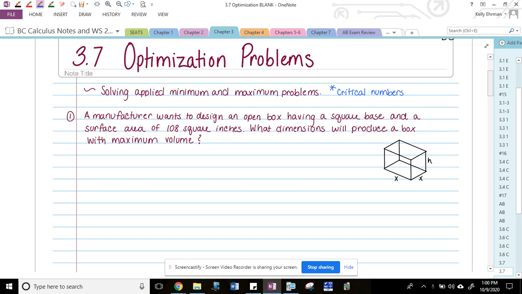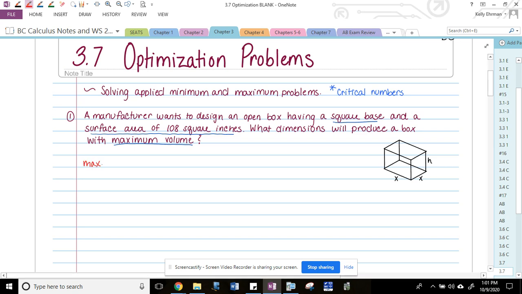Okay. First problem says a manufacturer wants to design an open box having a square base and a surface area of 108 square inches. What dimensions will produce a box with the maximum volume? So for all of these problems, you should have two equations that you can set up. One of the equations will have two unknowns, and the other one might have some unknowns, but we can isolate a variable. So I'm trying to maximize volume.